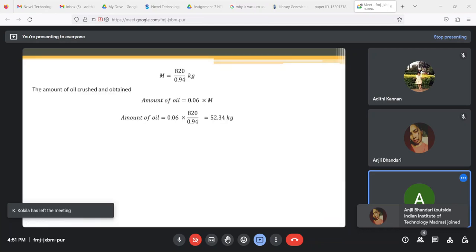So you have the amount of oil, which is 6% of your total mass, given as 0.06 into 820 divided by 0.94. So this is equal to 52.34 kgs.